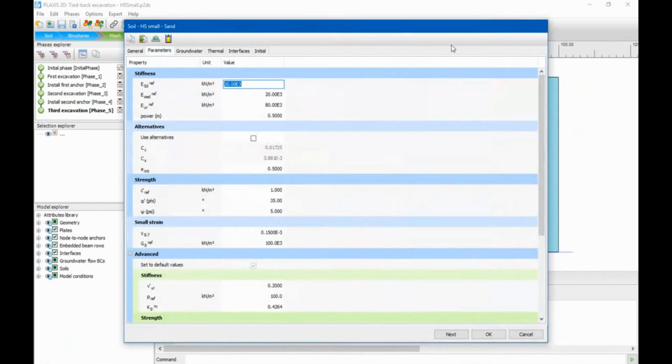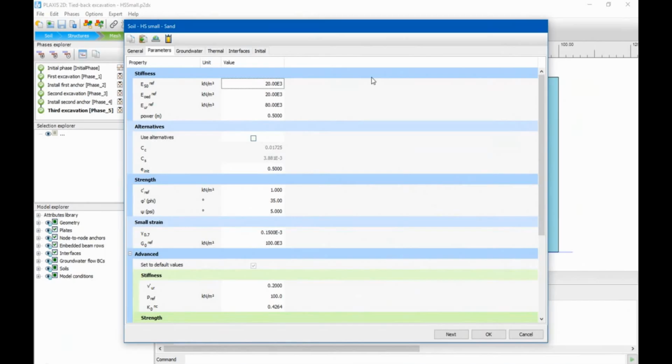Now we see here that we have a couple of stiffness parameters. We have an E50, an E odometer, an EUR. So the first 2 are primary loading stiffnesses. One for shearing, well, for deviatoric loading. The second one for compression. The third one is an unloading reloading stiffness. And then if you go all the way down below the block of strength, we have a fourth stiffness, and that is called the small strain stiffness. So this is this enhanced, increased stiffness in case strain levels are very small.